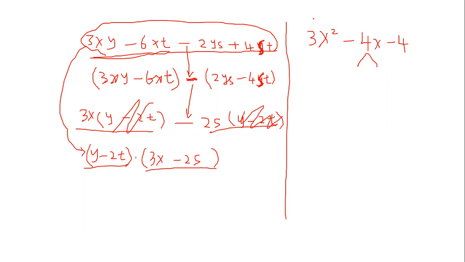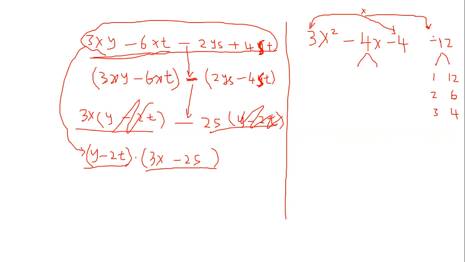We have to multiply the leading coefficient with the constant number. So 3 times -4 is -12. Then we write down all the factors of 12. It could be 1 times 12, 2 times 6, or 3 times 4. That's it, 3 pairs.